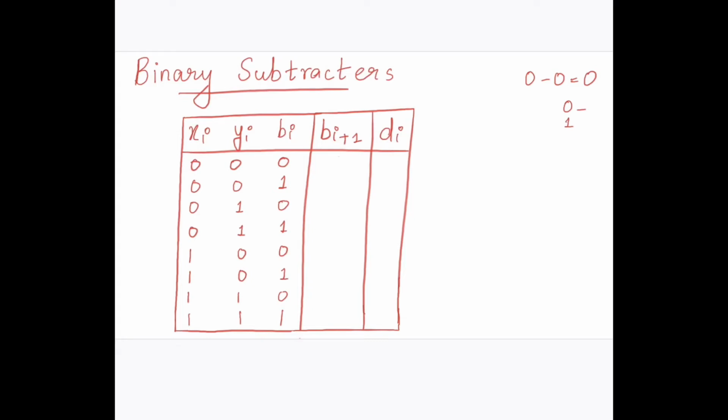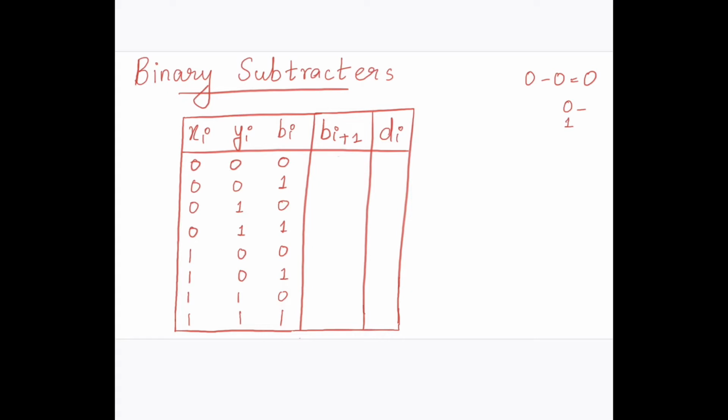Dear students, this video discusses binary subtractors. In binary subtraction, first we should know how the subtraction is done in binary. So 0 minus 0 will be equal to 0, 1 minus 0 is 1.